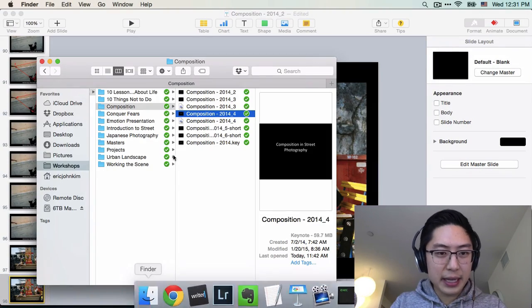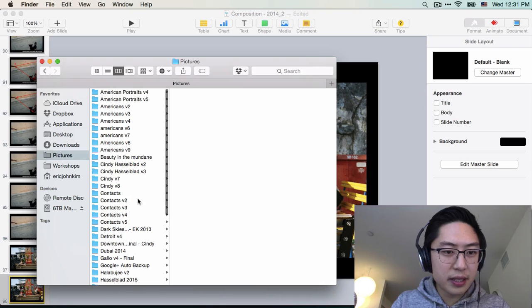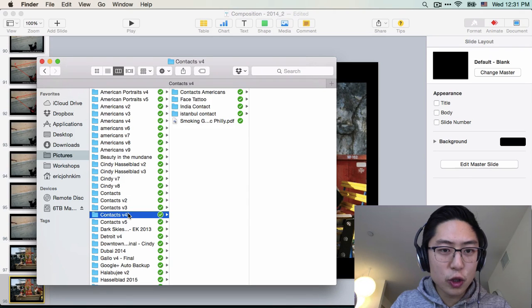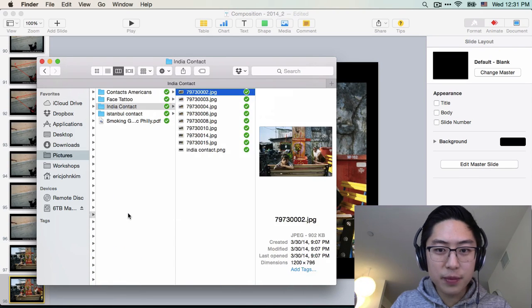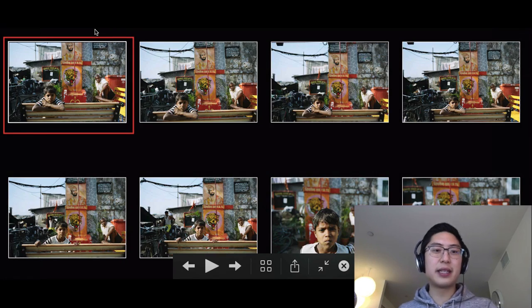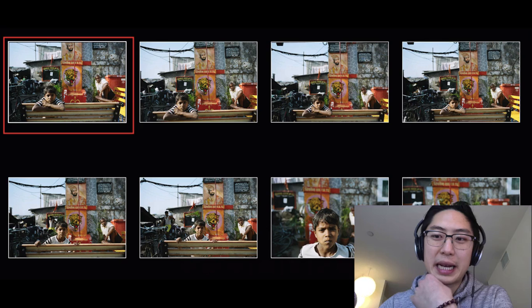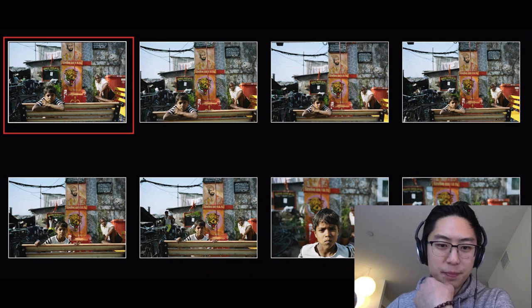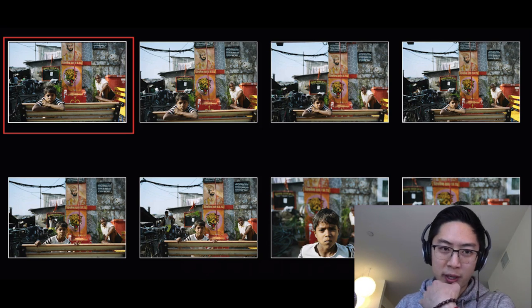Let me see if I could actually see the contact sheet of this. Oh yeah, here it is. So this is actually the contact sheet, and it looks like I actually got the shot in the first shot, but I wasn't quite sure, so I kept working the scene.